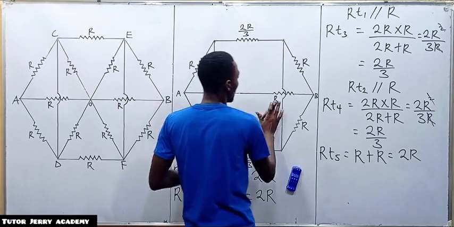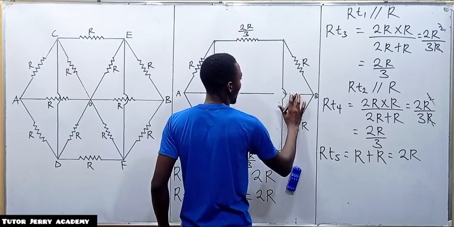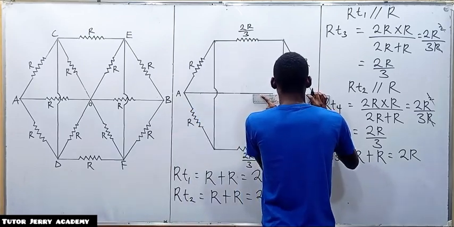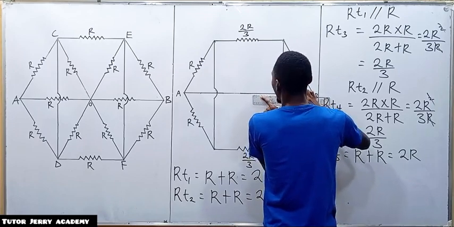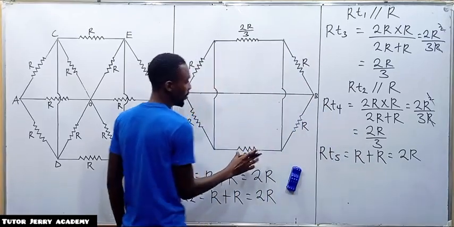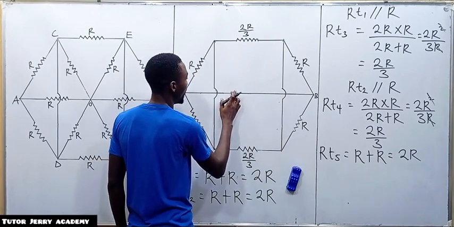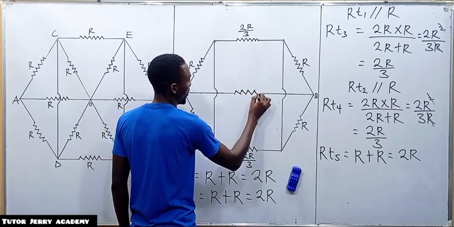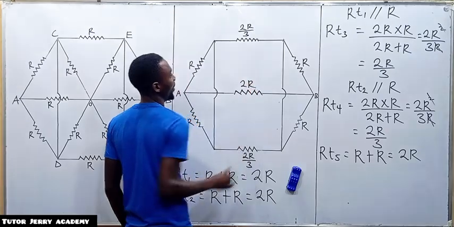All right, so similarly with this, replacing this with a straight line. All right, so that's it. Now we can therefore take the resultant, that is the combination of the two R, and put it here. All right, so this is going to be 2R.